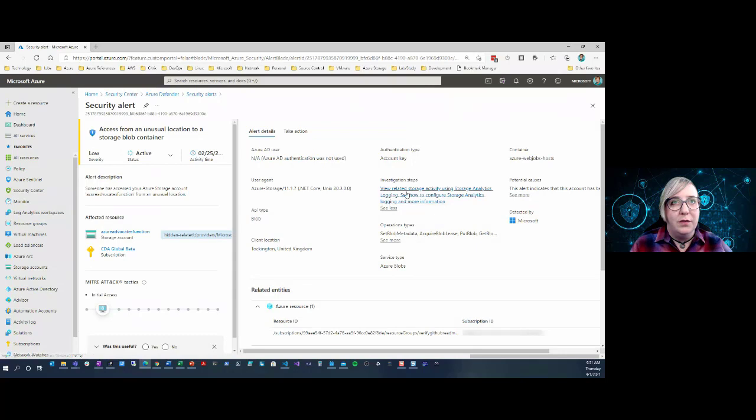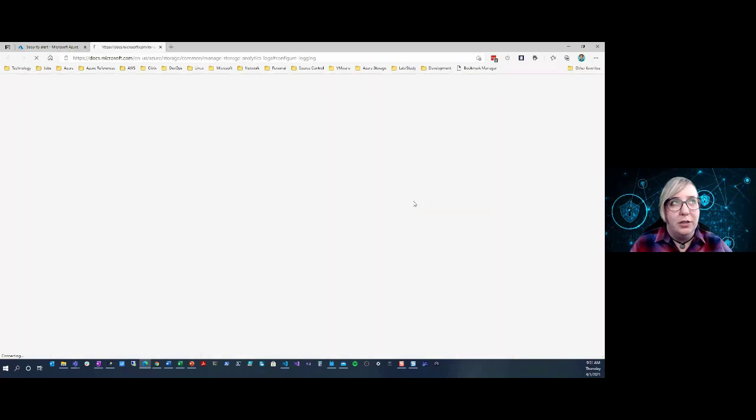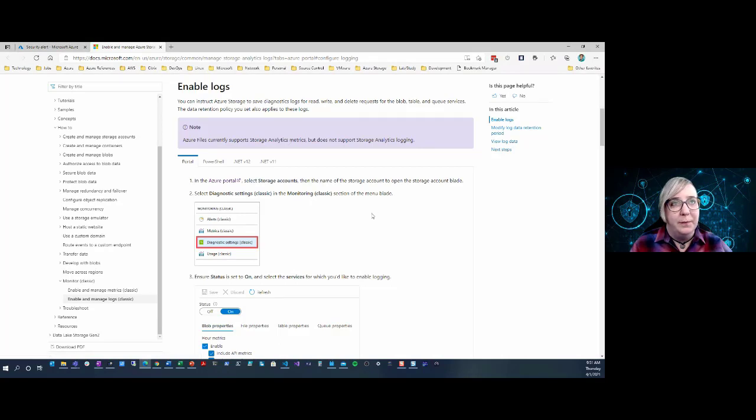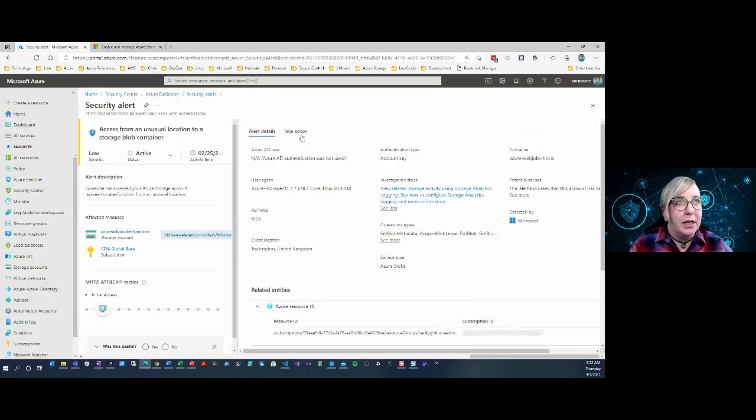So you want to view related storage activity using storage analytics. You can see how to configure it. Again, you don't have to be super rigorous on understanding all of the nuances of how to configure this. Azure Security Center guides you throughout the whole entire process, just like when you are trying to build up your secure score. Very similarly, you'll get a lot of information to help you configure it and make it more secure, right? Which is kind of cool.